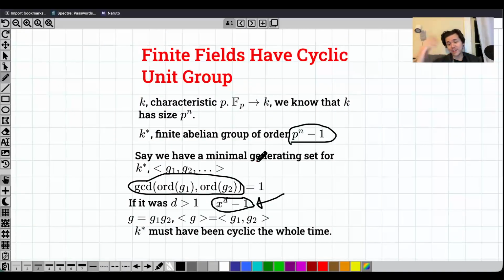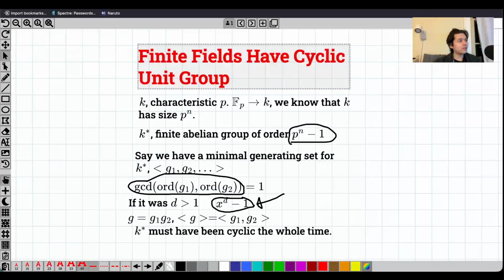Well, I guess the other proof where you realize that every finite field extension is a splitting field is also very short. That shows you that finite fields, their unit groups are cyclic. Yeah.